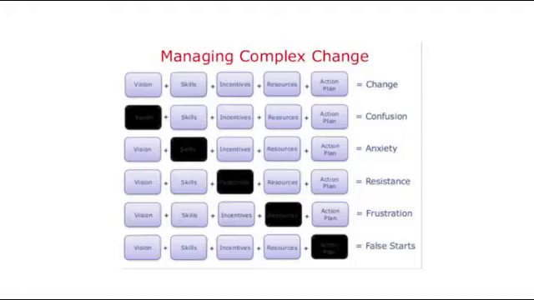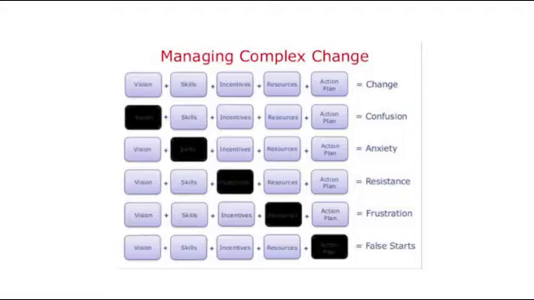But as you move down the matrix, if vision's missing, what often ends up happening is you end up with confusion amongst your people. If the skill set's not there, there's a level of anxiety. If the incentives aren't there, if there's no feeling that I need to get on with this change because it's going to benefit me in some way, it doesn't have to necessarily be monetary, but the incentive is important. If it's missing, this tool would say that you will end up with resistance from players in the change agenda. If the resources aren't there, then everyone's just frustrated. You need to resource a change agenda, and it's important.